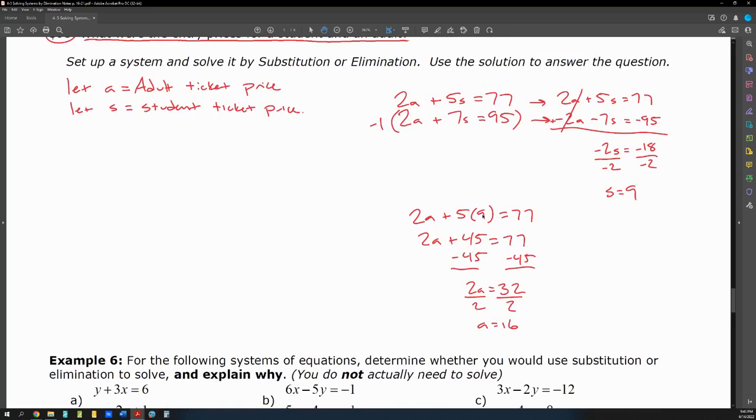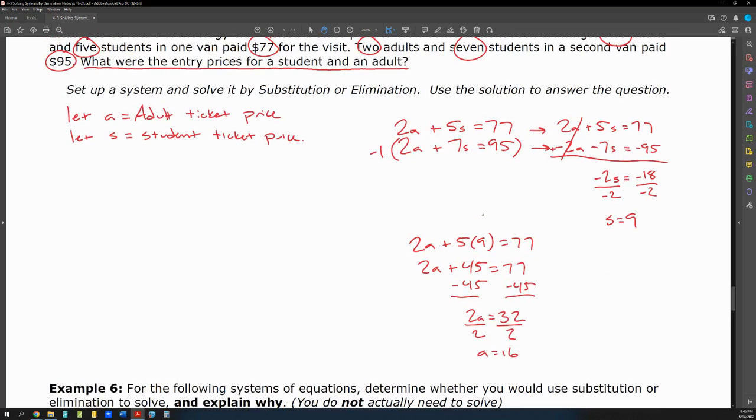All right, so let's go ahead and answer the question. The entry prices were $16 per adult ticket and $9 per student ticket.